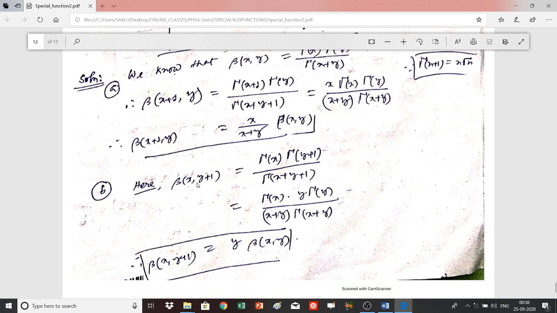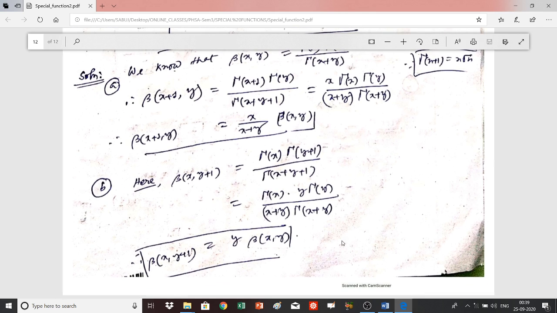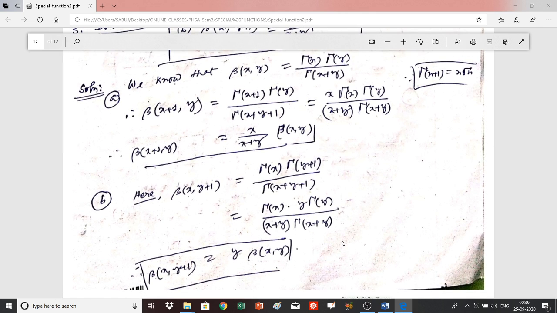And further, beta x, y plus 1 is in this relation. In this relation, we have just replaced y by y plus 1. That will give you gamma x, then gamma y plus 1, and then gamma x plus y plus 1. After that, following these steps, we can finally find that beta x, y plus 1 is equal to y by x plus y times beta x y. So this is also proved here, and this is the end of this lecture.